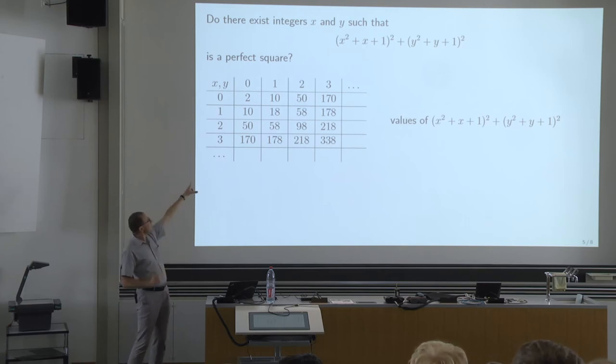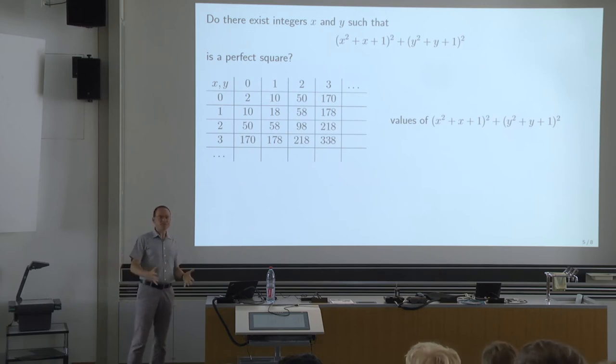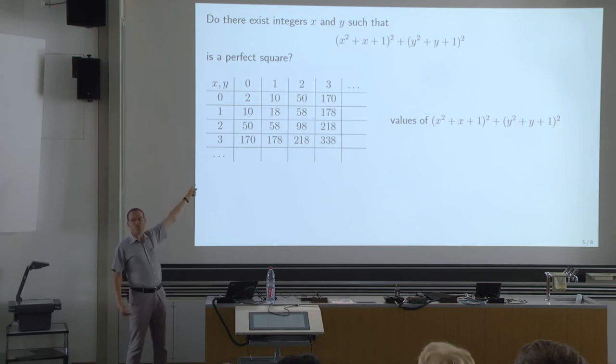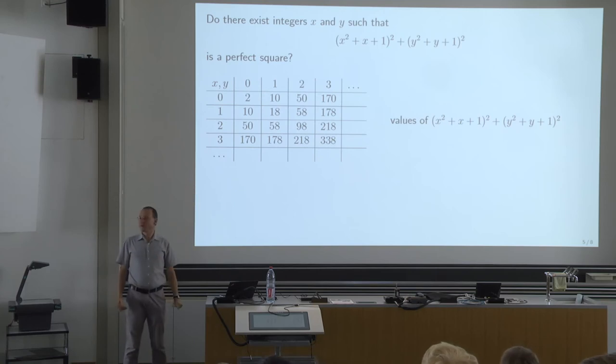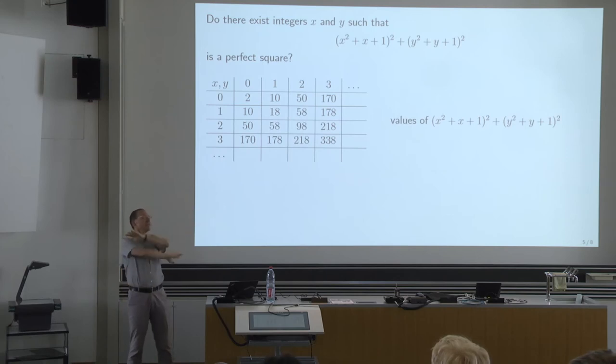Aha, all of these numbers that you see in the table are congruent to 2 mod 4, and a number which is 2 mod 4 cannot be a perfect square. Look, 2 is 2. 10 is congruent to 2 mod 4. 50 is 48 plus 2. 170 is 168 plus 2. All of these numbers are congruent to 2 mod 4. Now you're saying that this expression is always congruent to 2 mod 4, no matter how you choose the x and y. That will be 2 mod 4, and that means that it has no chance to be a perfect square.